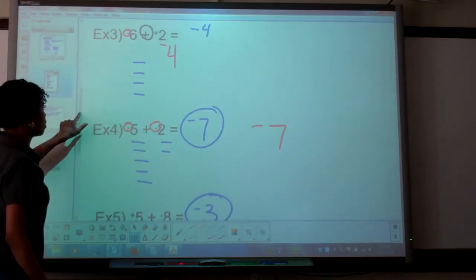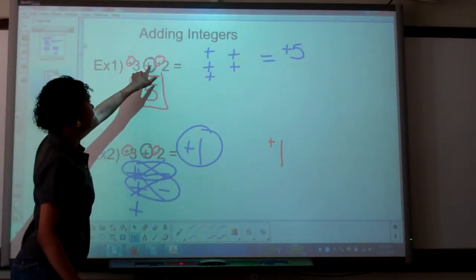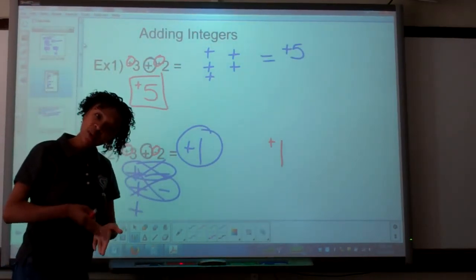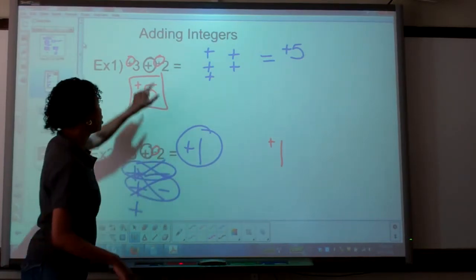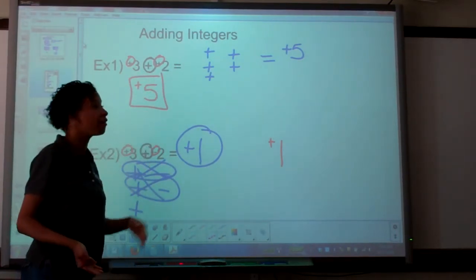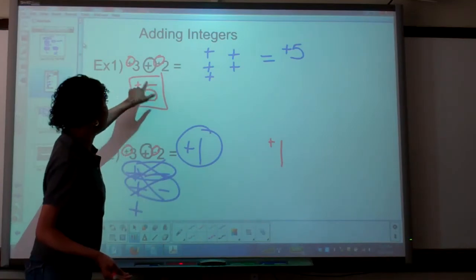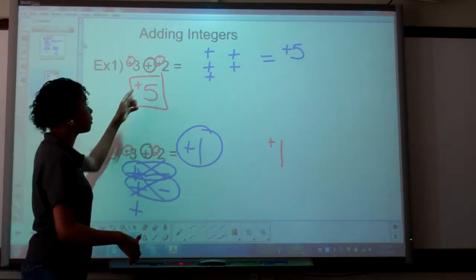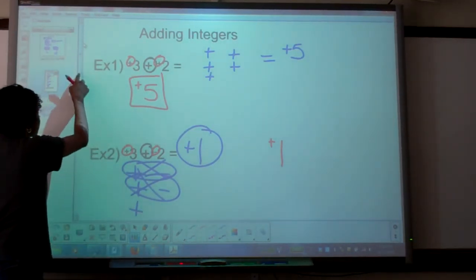That's what we did in example number 1. We were adding integers with the same charge. When we're adding with the same charge, we just go ahead and add the numbers. 3 and positive 2 is 5. How do I know if that 5 is positive or negative? Well, both of them were positive, so you just slap the positive on the 5.